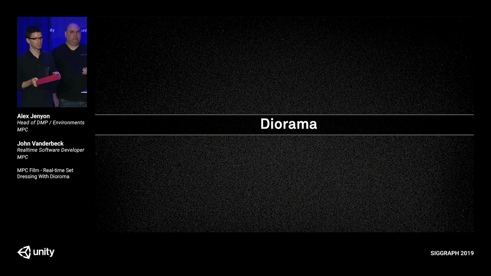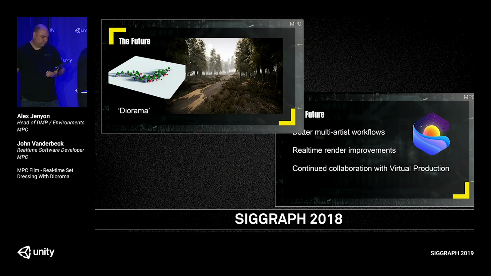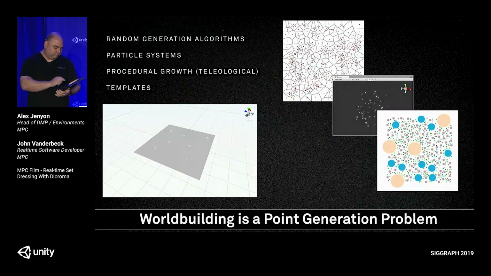So this gave us an opportunity to write an environment layout and scatter tool from scratch. The code name we used initially was Diorama, and it just stuck, so that's what we've gone with ever since. But designing it from the ground up means going back to some pretty basic principles. So at the end of our talk last year, we briefly mentioned Diorama on a couple of slides, and now we have the opportunity to actually take a look at it.